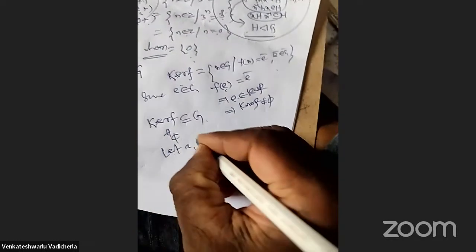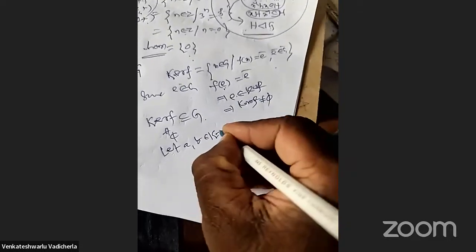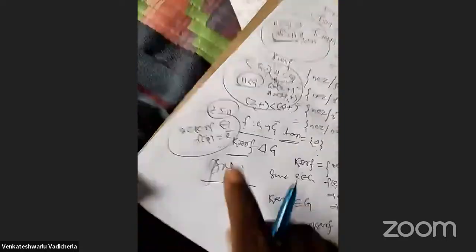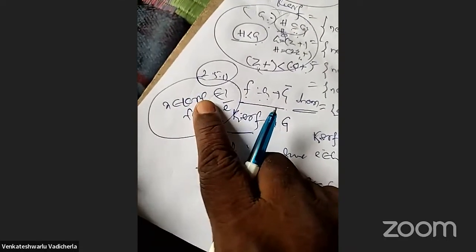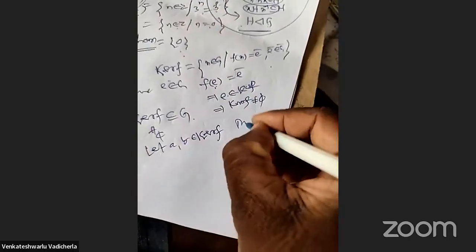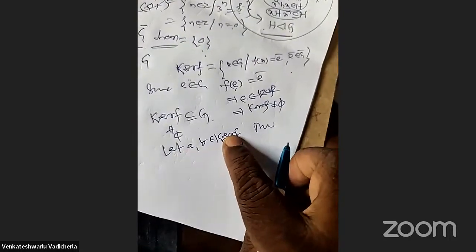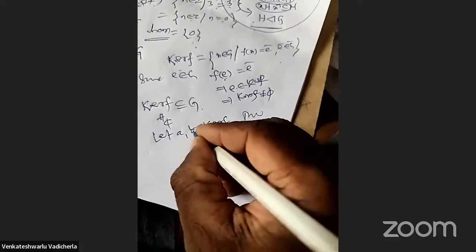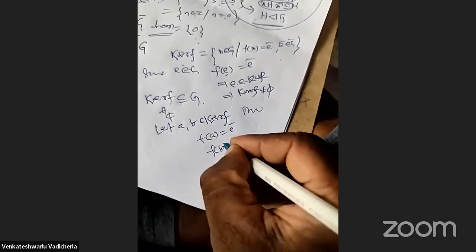Now take two elements. Let a, b belong to kernel F. What is the kernel F definition? x belongs to kernel F means f of x is equal to E bar. So a is an element of kernel F, then f of a equals E bar. b belongs to kernel F, so f of b equals E bar, according to the definition.